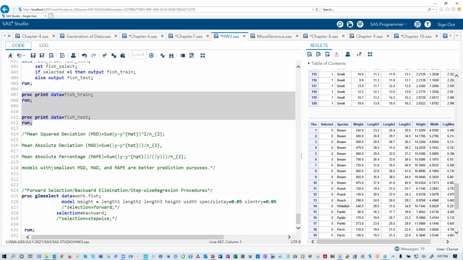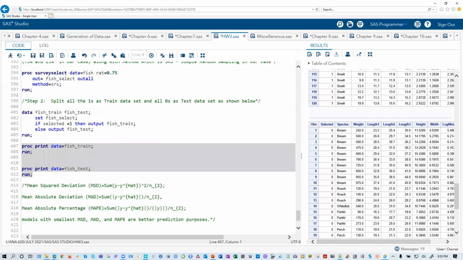So I'll get back to this one. Once you've done that one, when you discuss the MSD, MAD, those things that you evaluate, later on, as I was showing, instead of going to selection forward and backward, you can get it done at the same time with one function, one procedure, the GLM select procedure. That's related to that.